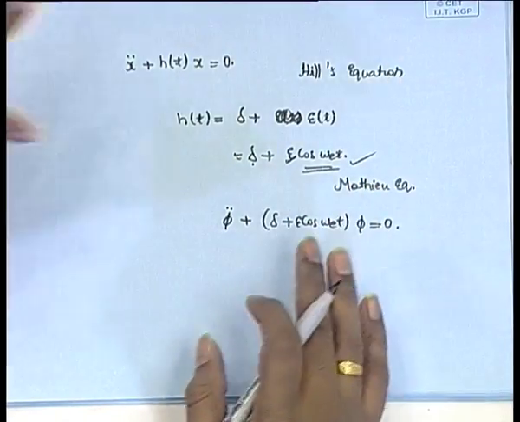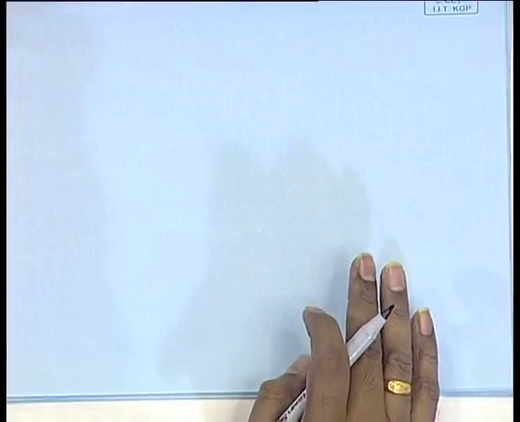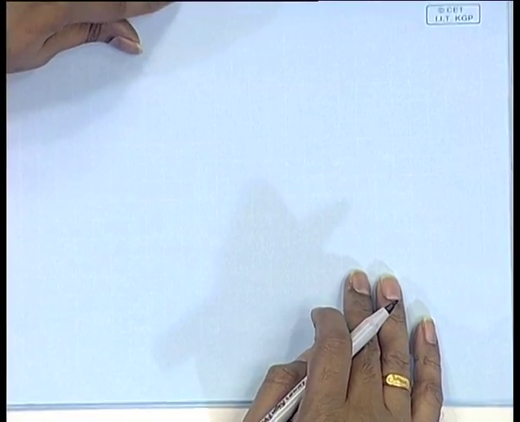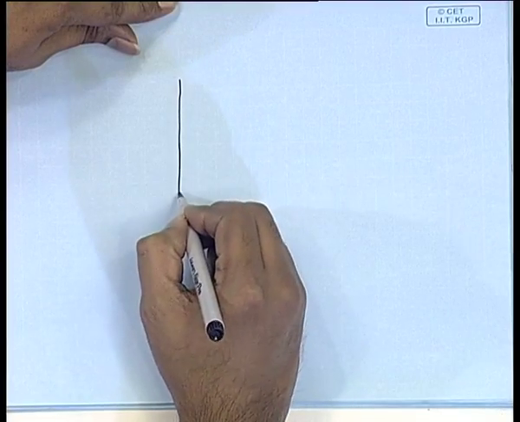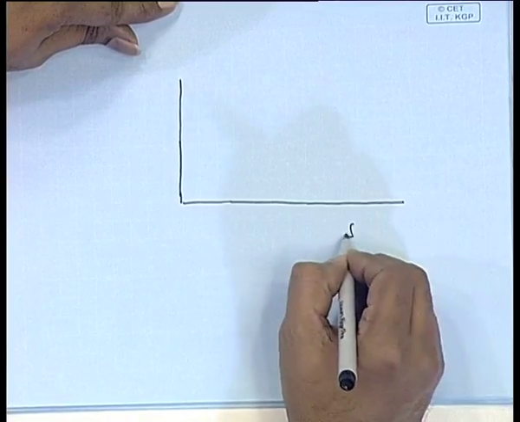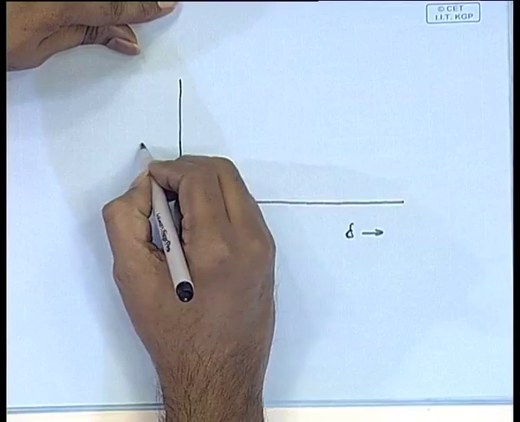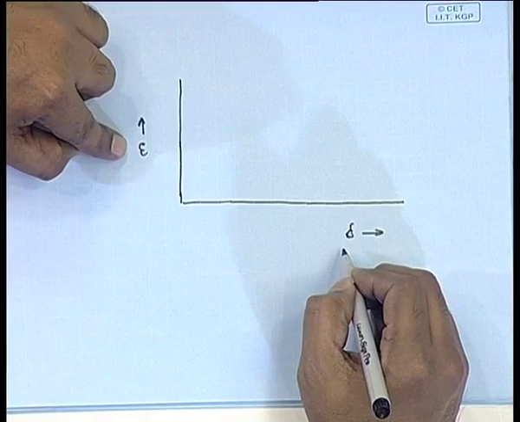So, if you draw the variation of delta with epsilon, for a ship's case, if I draw delta here and epsilon here, note one represents GM, the other represents delta GM.